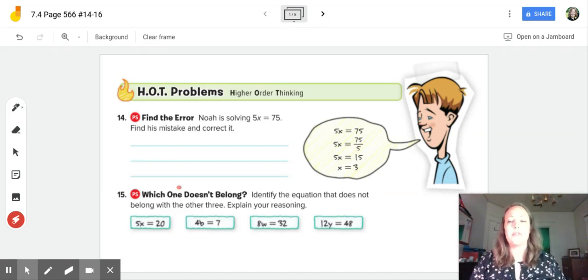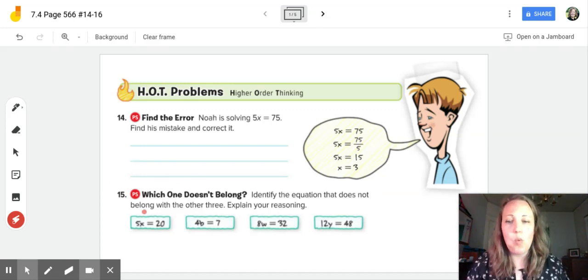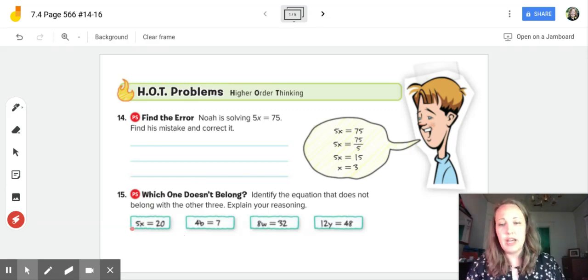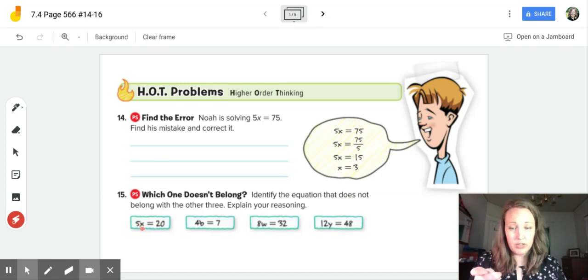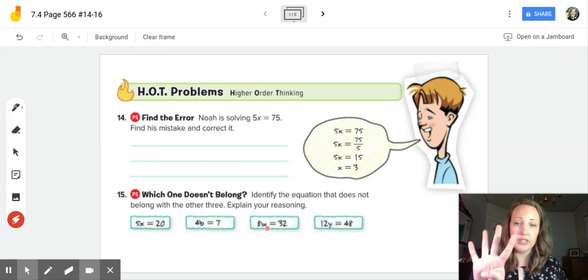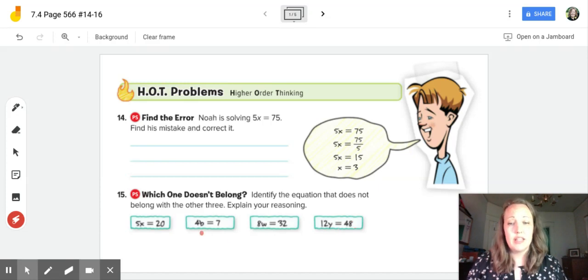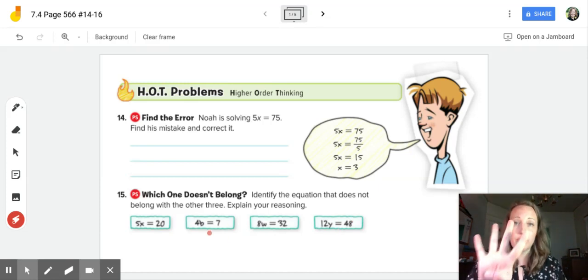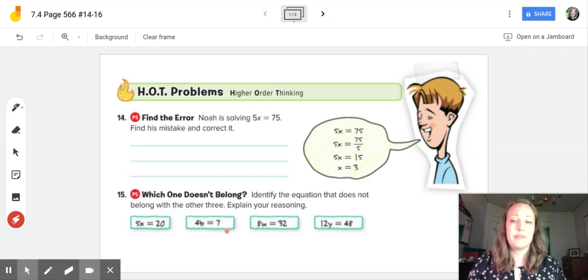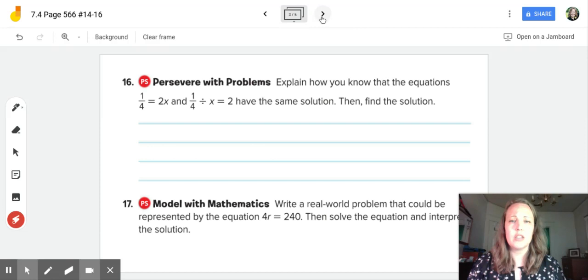Okay, so number 15 says which one doesn't belong? If I'm going through here, I'm like 5x equals 20. What's x? 4, right? Because 5 times 4 is 20. I noticed right away 8 times 4 is 32 and 12 times 4 is 48. This guy doesn't belong, right? Because 4 times 4 is 16, not 7. So our reasoning is that all of the variables are equal to 4 except for B. All right, let's scoot along.